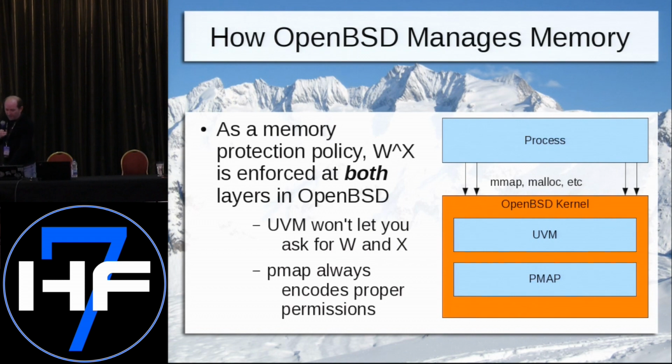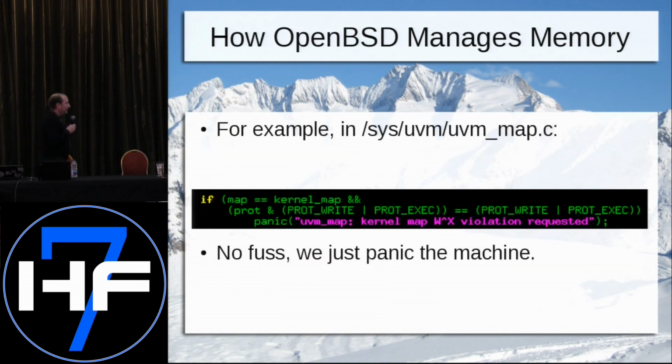So that's important. As a matter of fact, in our UVM code, it's basically saying here, if you're mapping to the kernel map and you want write and execute, what do we do? We just panic. That's actually done by design. We would much rather fail early. This is a bug. If you find code that's doing this in the kernel, it's wrong. It's flat out wrong.